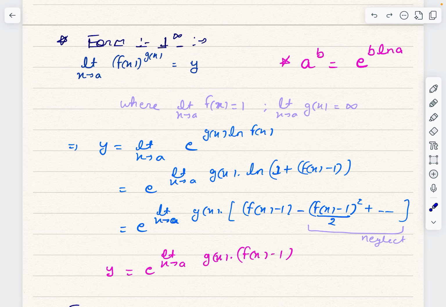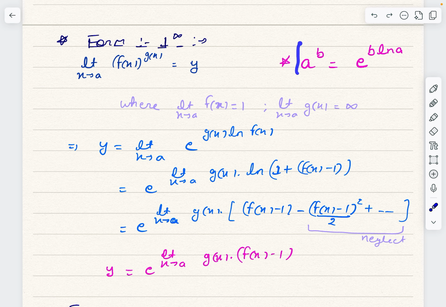So basically, it is not exactly 1. It is just that when you put x tends to a, it comes out to be approximately 1. Because I told you if it is exactly 1, then any power will be 1 only. So it is not exactly 1, it's approaching 1, so you have to keep that in mind. And g(x) is approaching infinity. So we say it is one power infinity form.